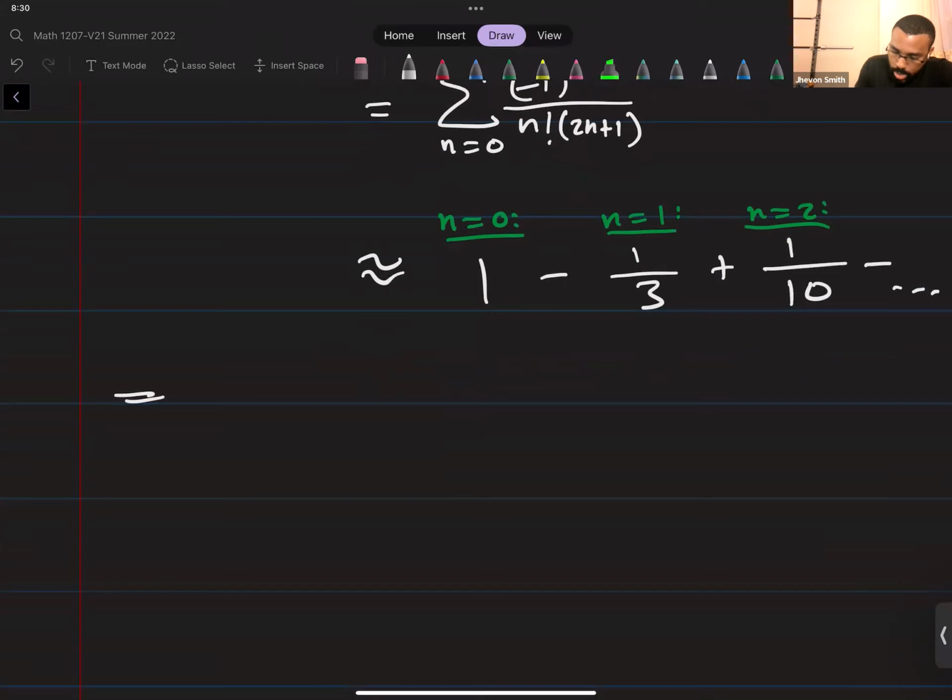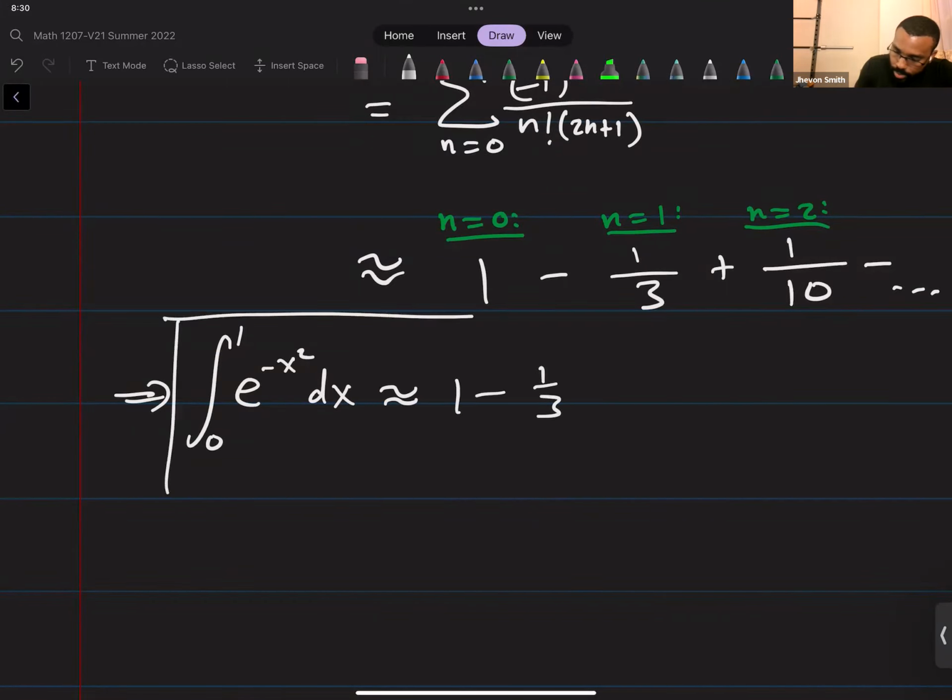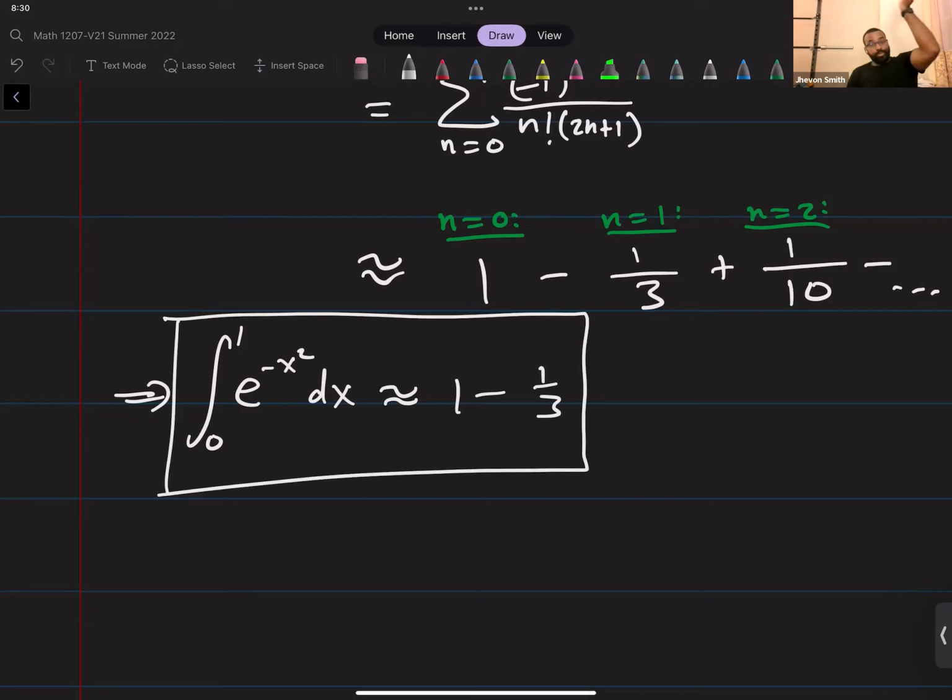So this would mean that the integral from 0 to 1 of e to the minus x squared dx is roughly 1 minus a third. So this integral is roughly 2/3, 0.67 or something like that.